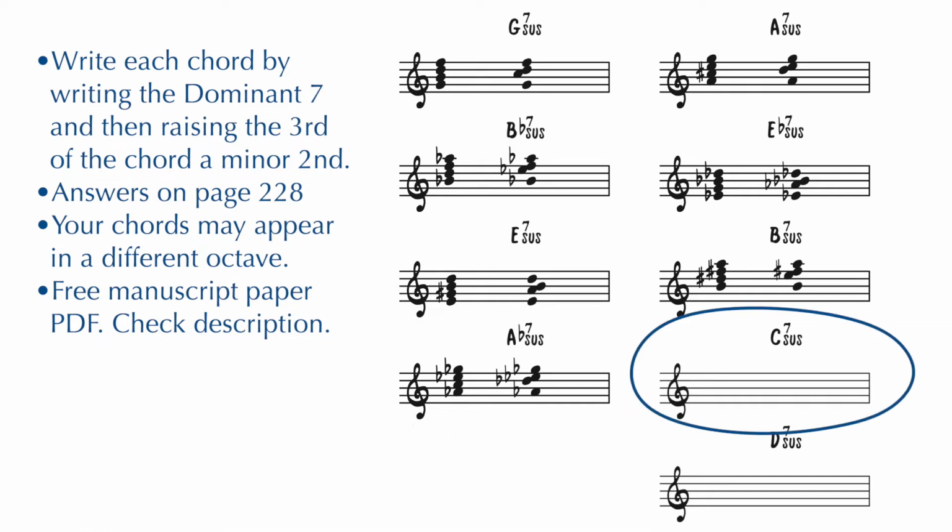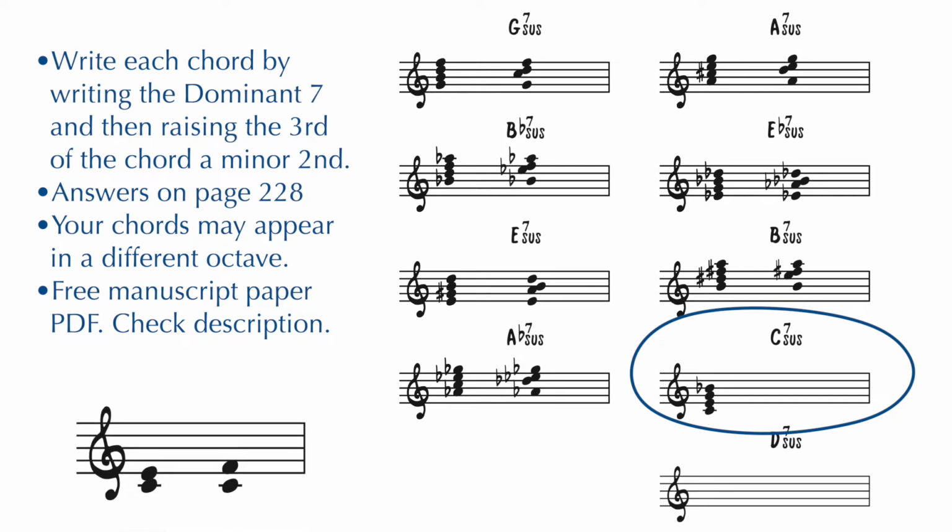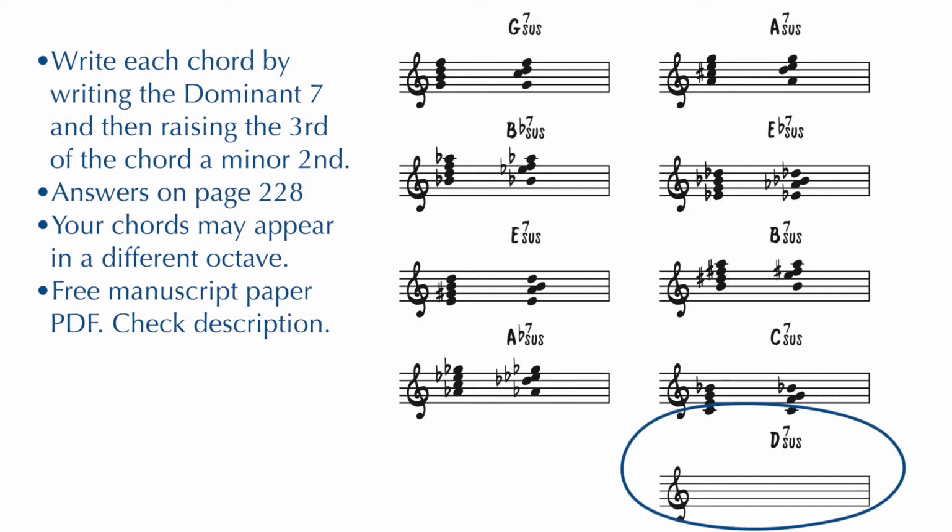Number 8, C7sus. First write a C7 chord, that's going to be C, E, G, and B flat. Next, take the third of the chord, that E, raise it a half step or minor second to an F, which is now a perfect fourth above the root, and we have C, F, G, and B flat, or C7sus.